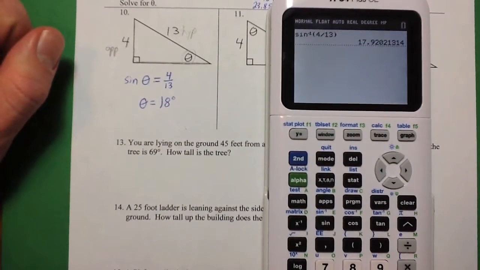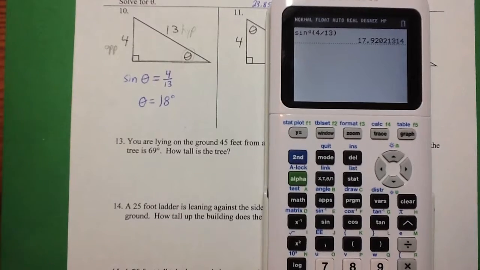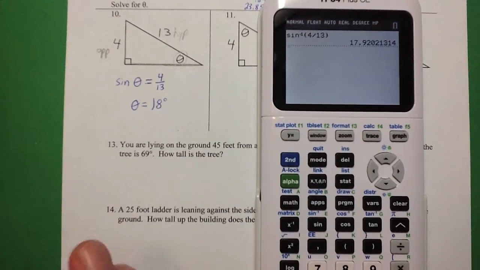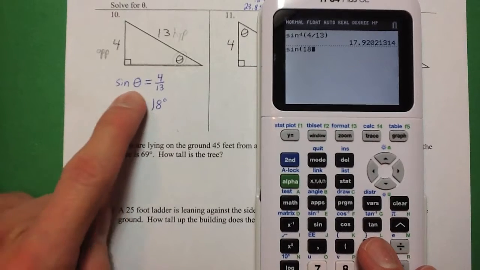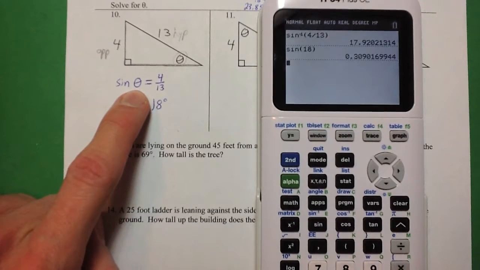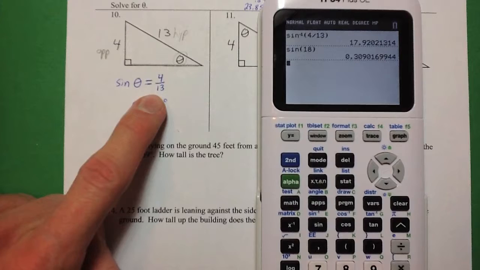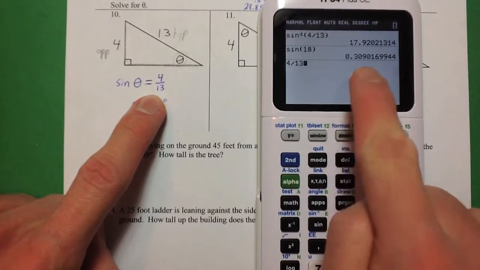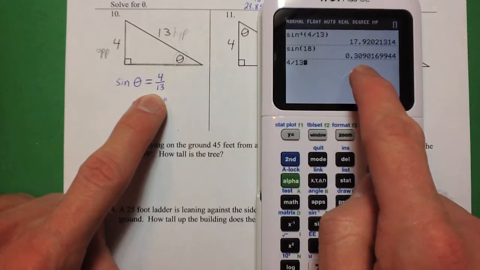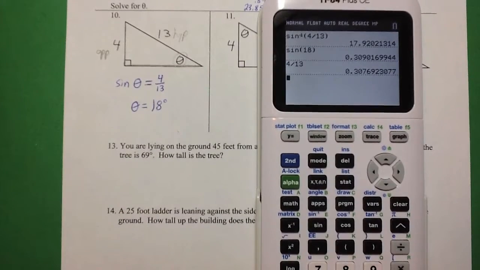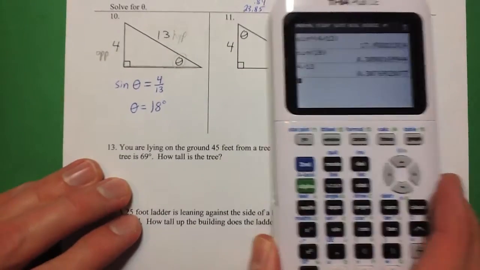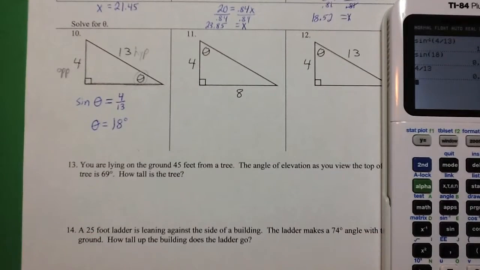And I found it. Now, if you wanted to get technical, and I want to prove something to you here. If I find the sine of 18, since theta is 18, I would get that. If I type 4 divided by 13, I should get that. Now, it's not going to be exactly that because I've rounded, but it's going to be close to that. See? About the same thing. Isn't that neat? Okay, let's do the next one.